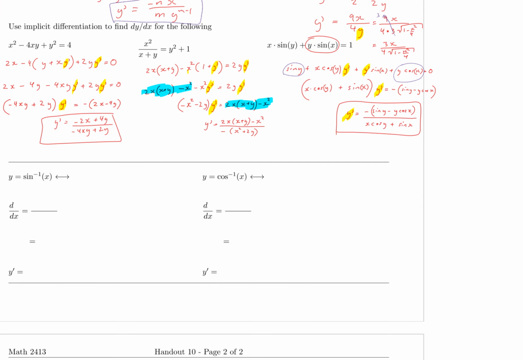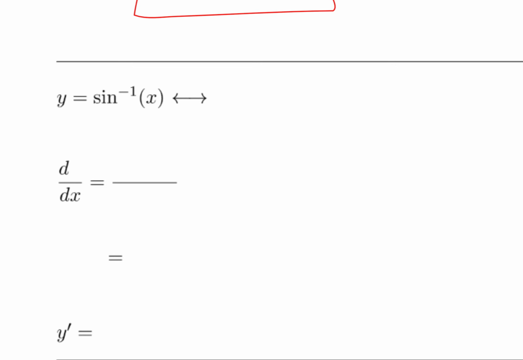Okay, so now we're going to go on further down, and we'll be looking at some inverse functions. First, let's focus on the inverse sine. Note that in order to get rid of the inverse, we simply take the function that it's an inverse of, and that would be sine. So we take sine of both sides. And so we have sine y equals x. And now we take the derivative of both sides.